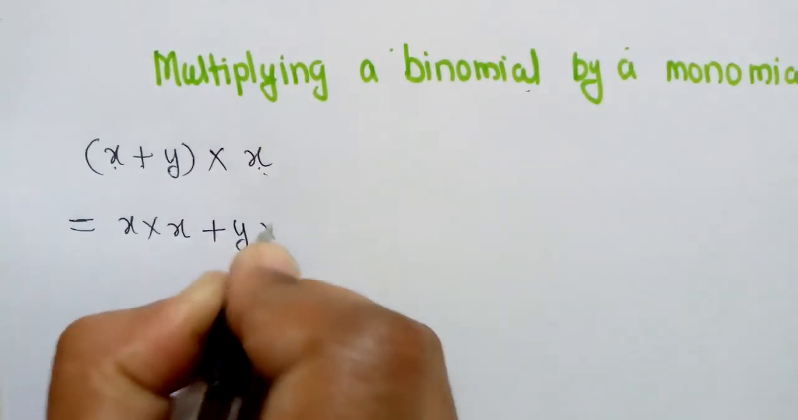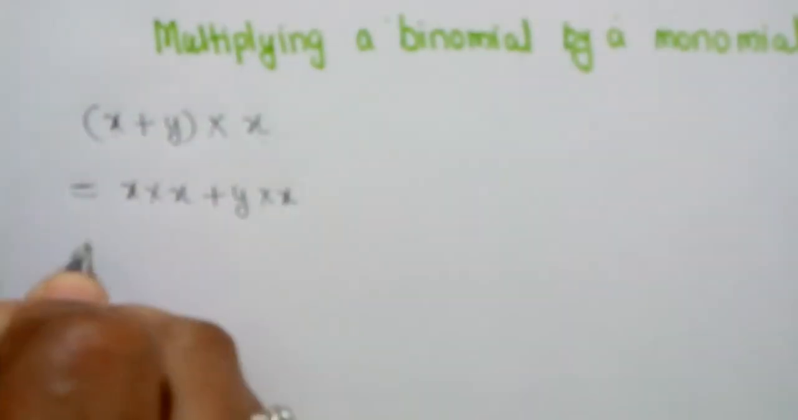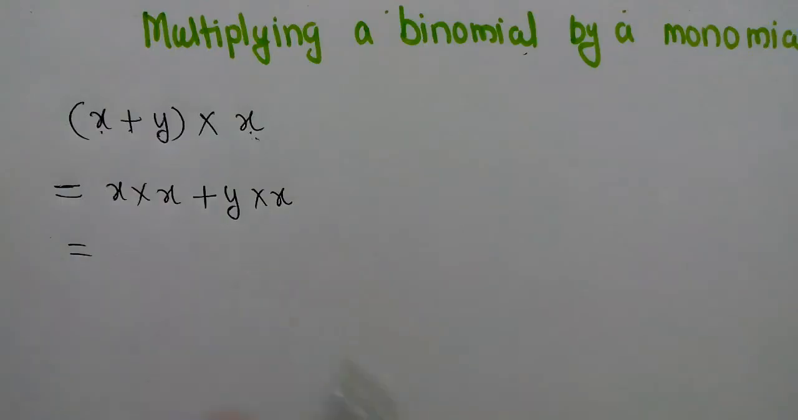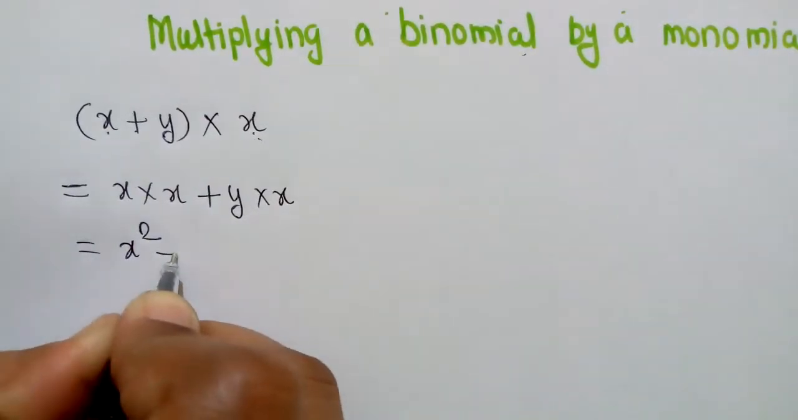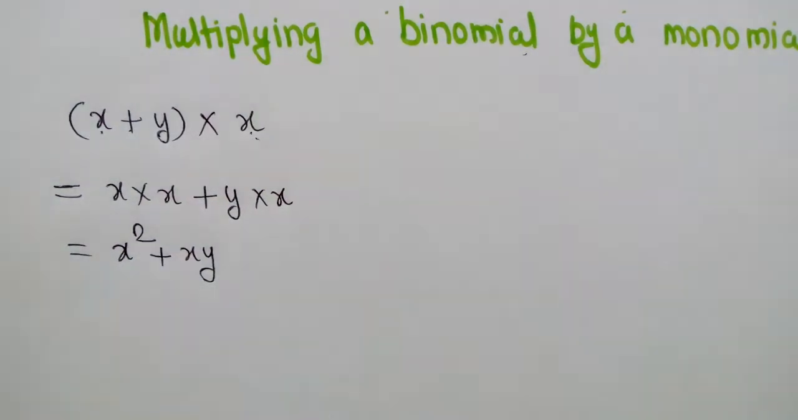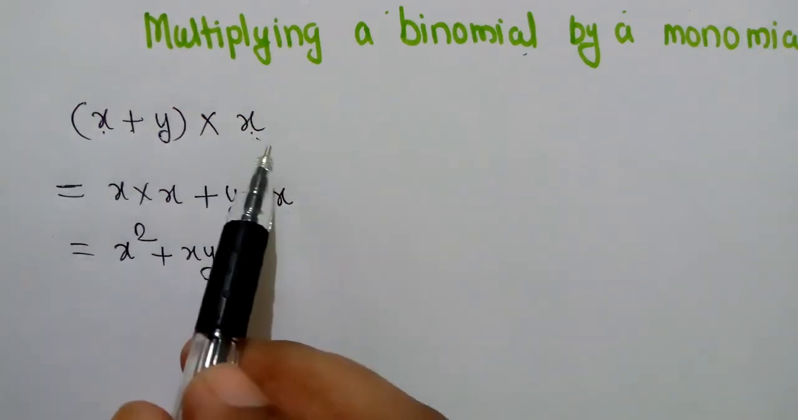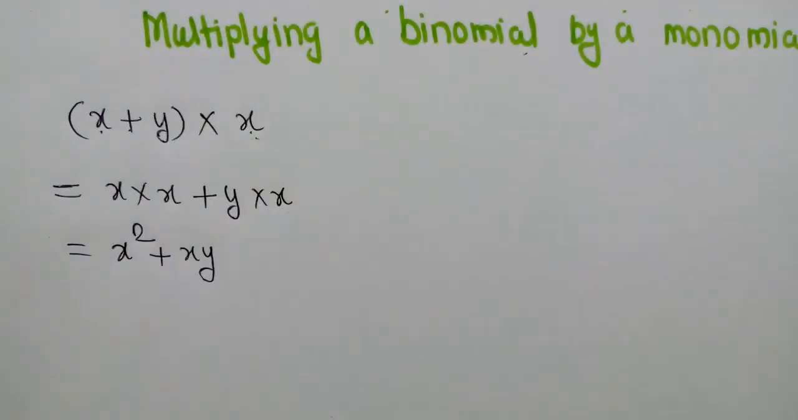So what is the multiplication? x into x is x square. And y into x you can write xy or yx. Yeah, it's very simple. Only if signs are there, negative or positive, that you have to consider properly. Now here no sign means all positive terms are there. Now we will see one more example.